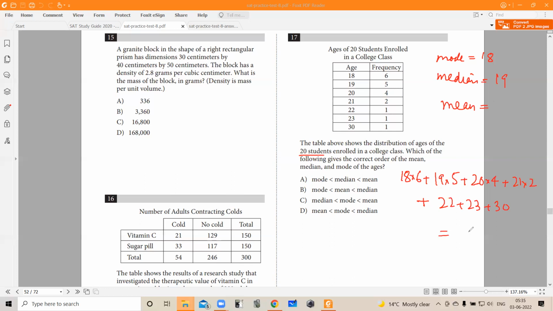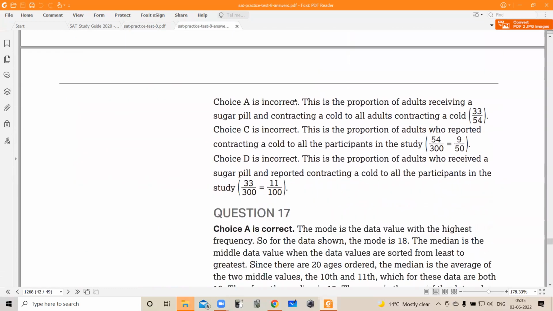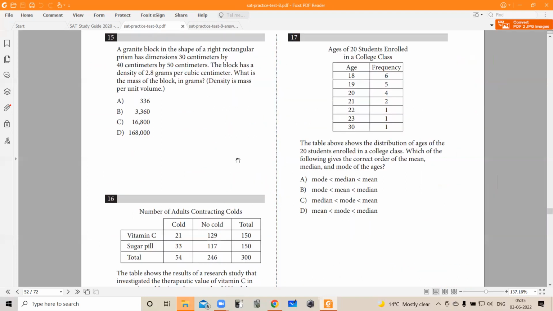So the mean is 20. So the mode is 18, the median is 19, and the mean is 20. That's A. The mean is greater than the median, and that is greater than the mode. That's A. We'll confirm it. 17. A, that's correct. Okay.